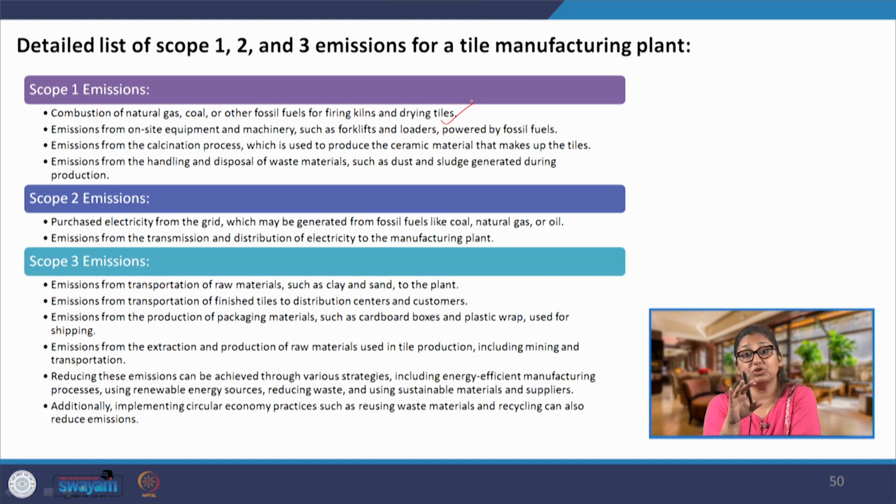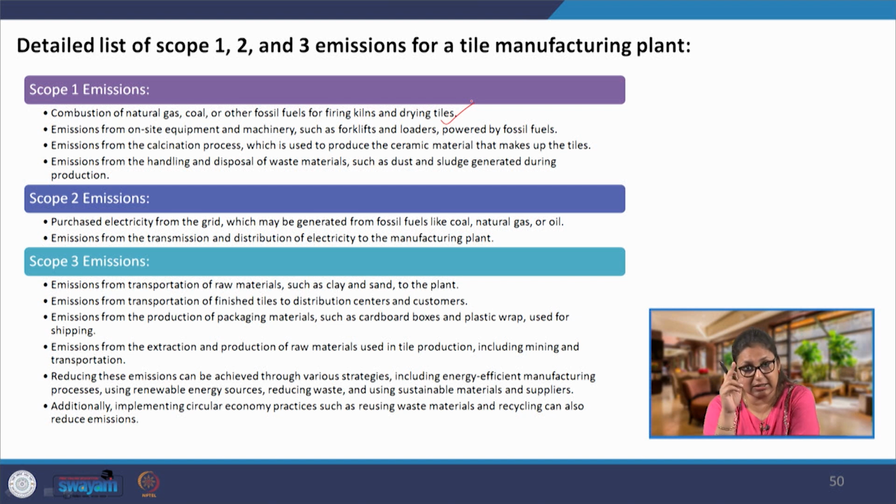Then the emissions could be as a result of certain chemical processes. For example, in this case calcination as a process will release certain amount of gases, and that is again part of process. So, these are process emissions. Then there is also emissions from handling and disposal of waste materials such as dust and sludge which is generated during the production of tile, which is also counted as direct emission. So, dust is also part of the emission that they are counting.